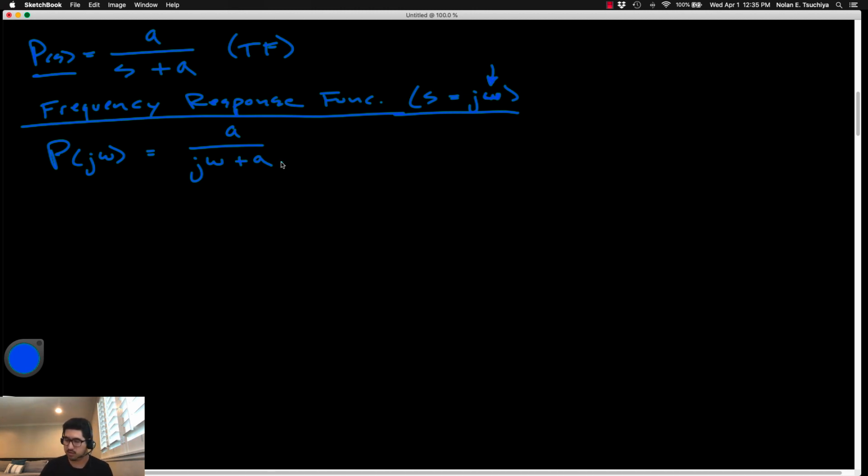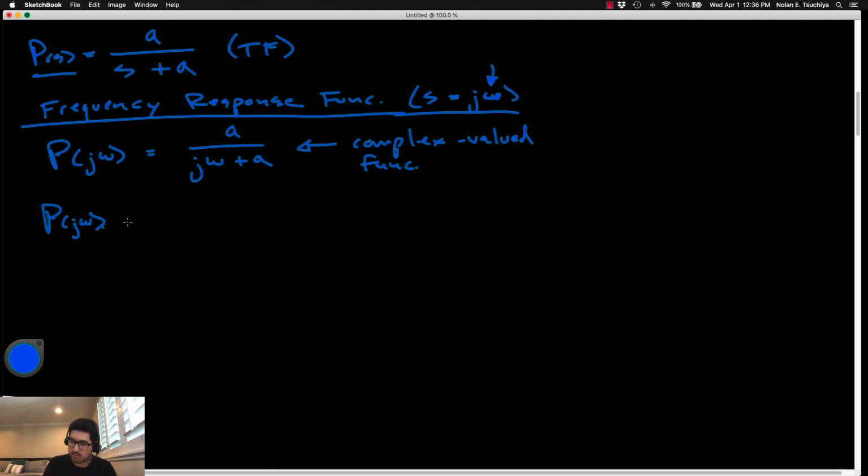But what we want to understand is that this is a complex valued function. What this means is that this function itself can be expressed as a magnitude and a phase. It exists in the complex plane. So what we can do is try to express this complex valued function in terms of its real component and its imaginary component.